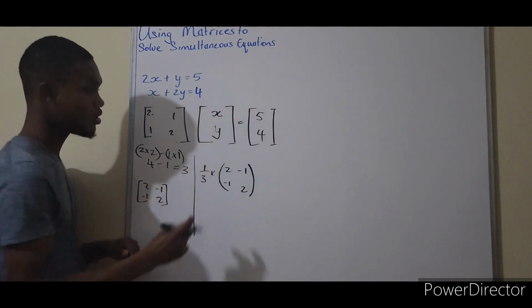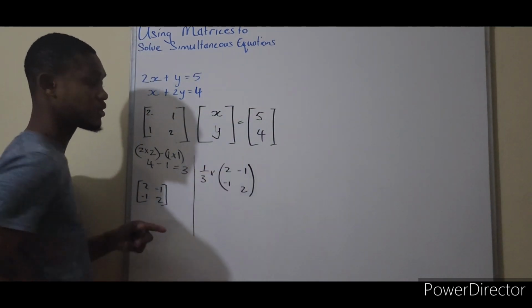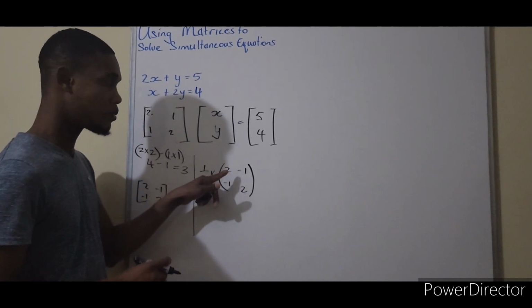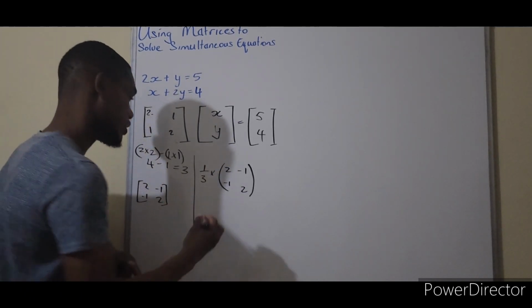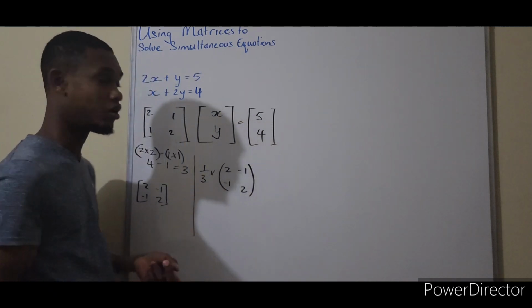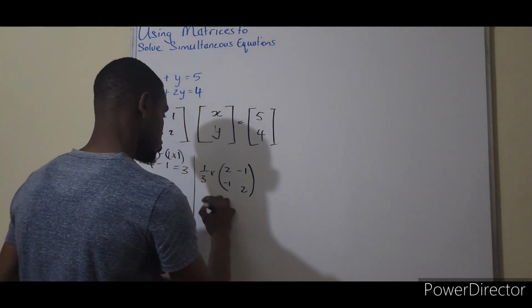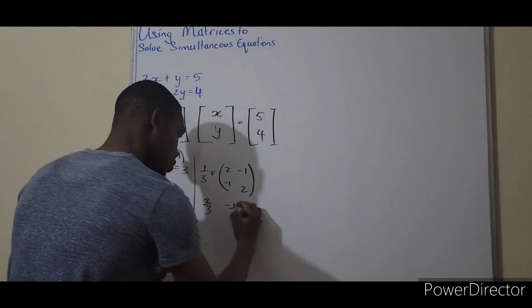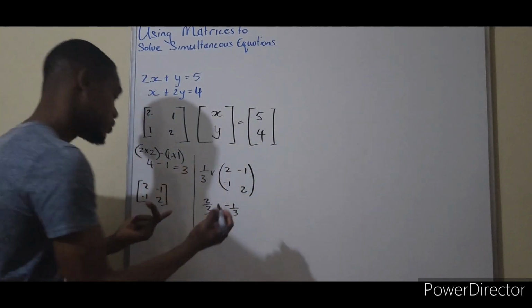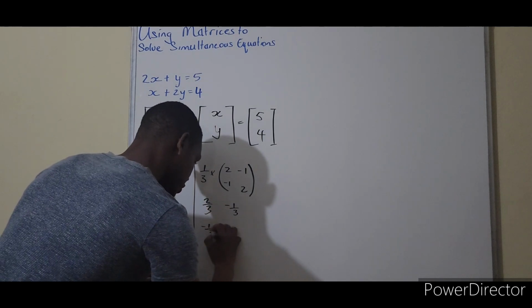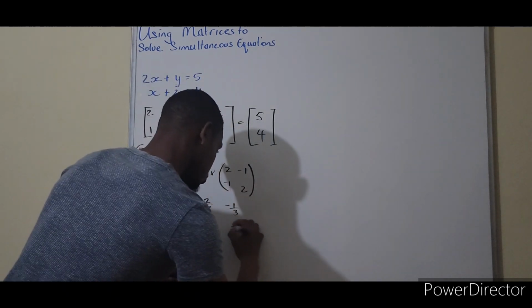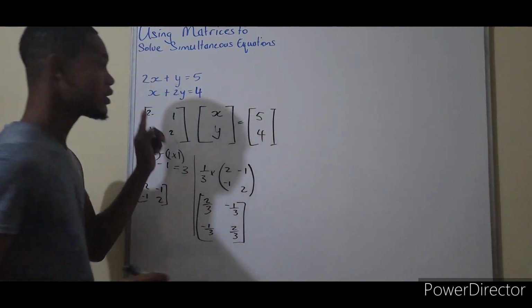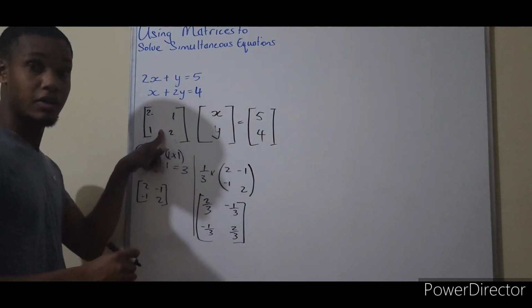When you multiply, because 1 is the numerator, you can just multiply each number in the bracket by the 1, or you can just write it above, because 1 times anything will always give you the same number. So that's 2 over 3 first, then negative 1 over 3, negative 1 over 3, and 2 over 3. So that would be the inverse of this matrix.